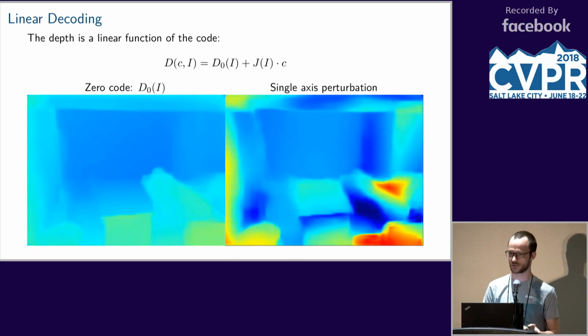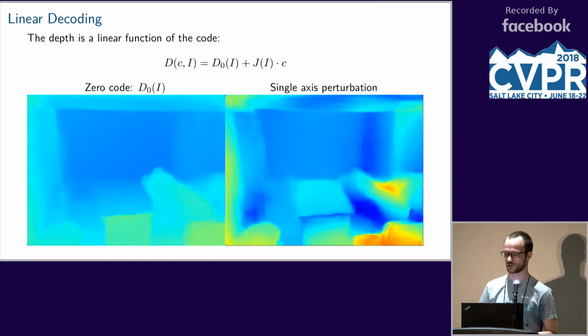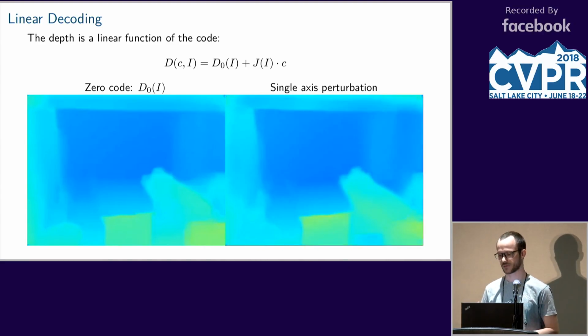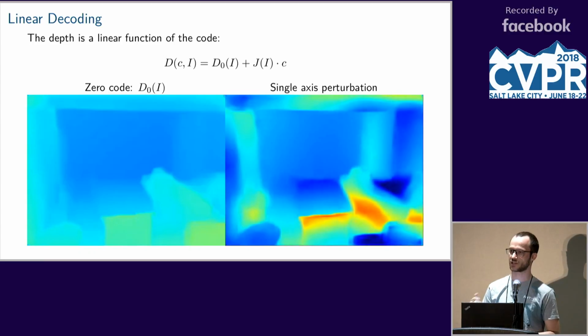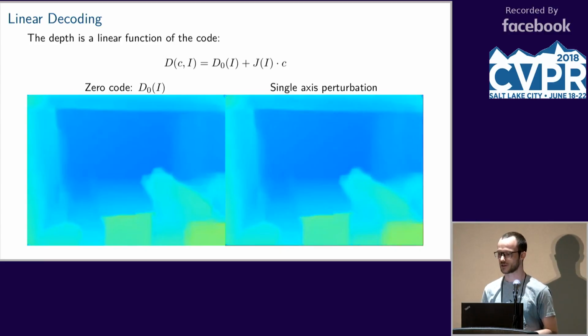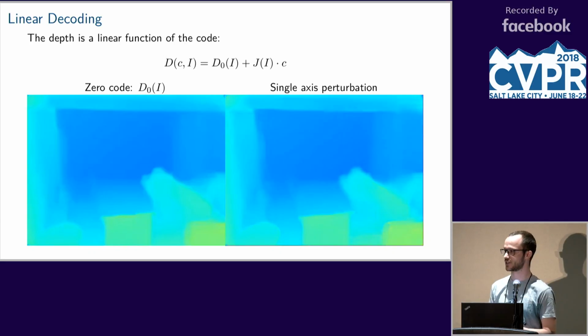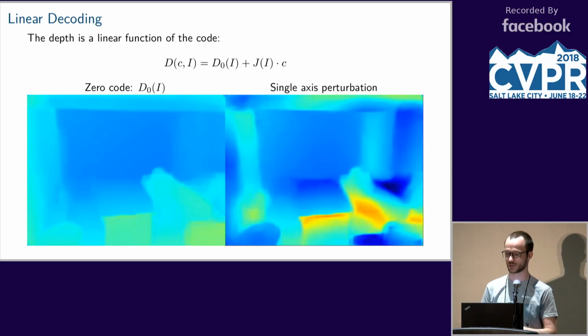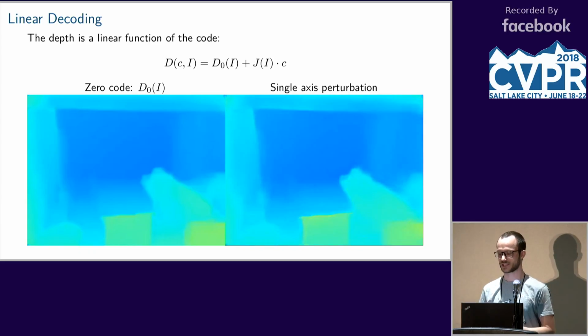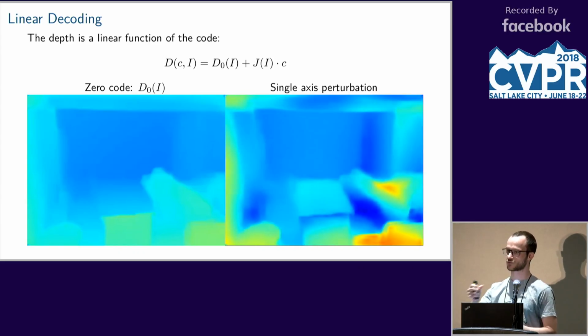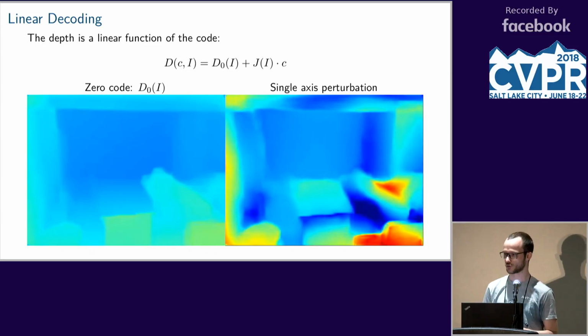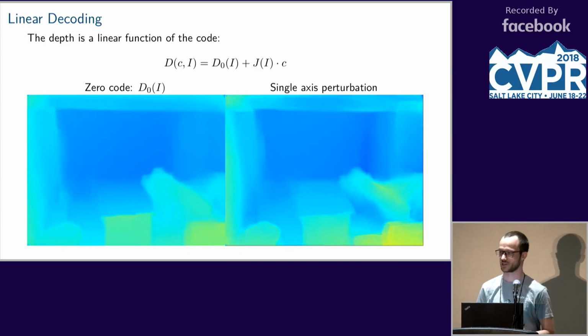So we can also visualize this. On the left side, you have the zero depth prediction, and on the right side, you have what happens if we perturb one single entry in our code. And one interesting thing to observe is that we basically get spatially smooth perturbation on our depth. And this is exactly the effect that we are going to leverage in order to build our SLAM system around that. So our SLAM system will have as degrees of freedom the code, and it will be able to tune that code in order to do simultaneous localization and mapping.